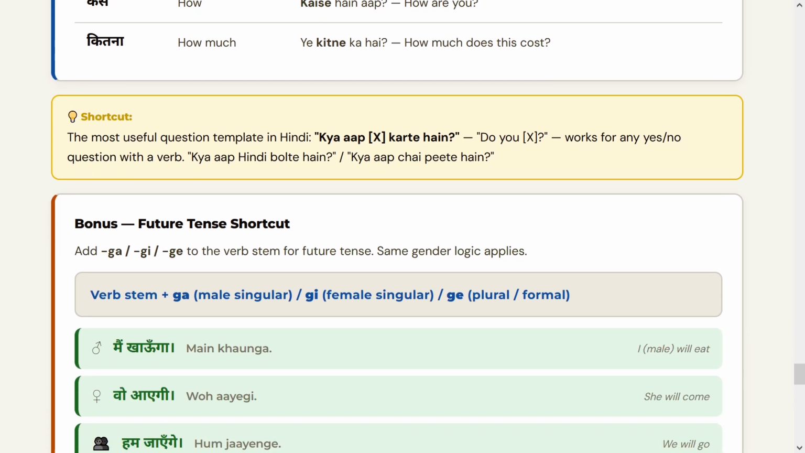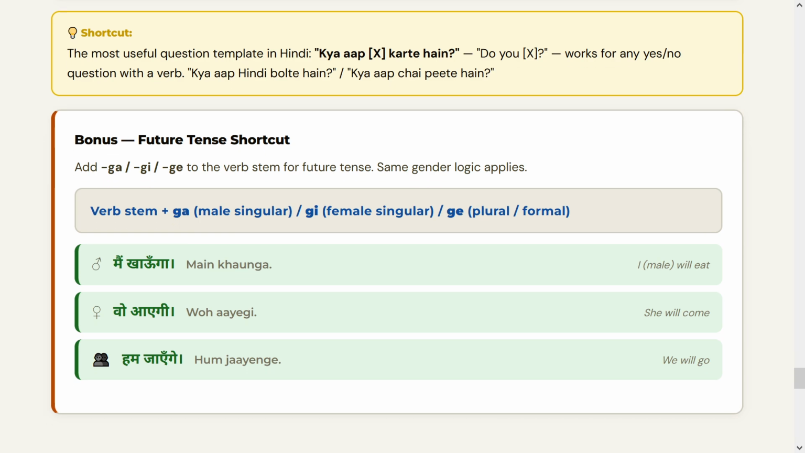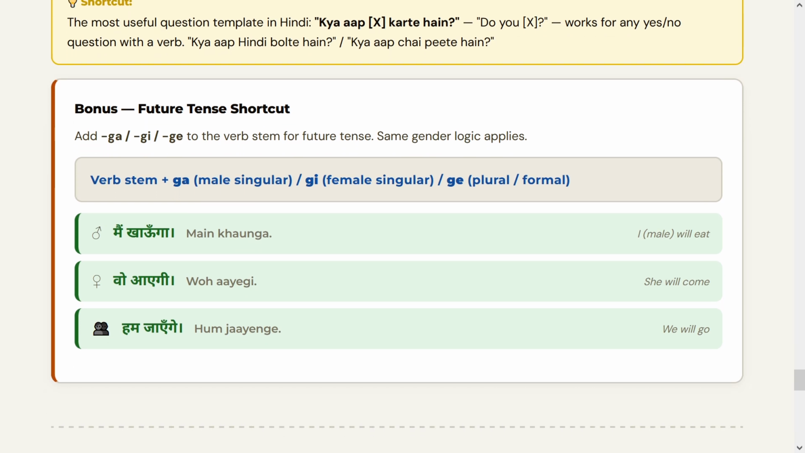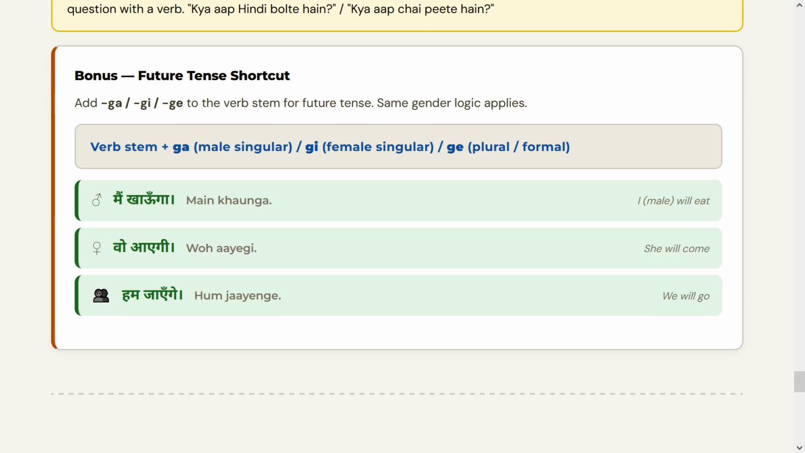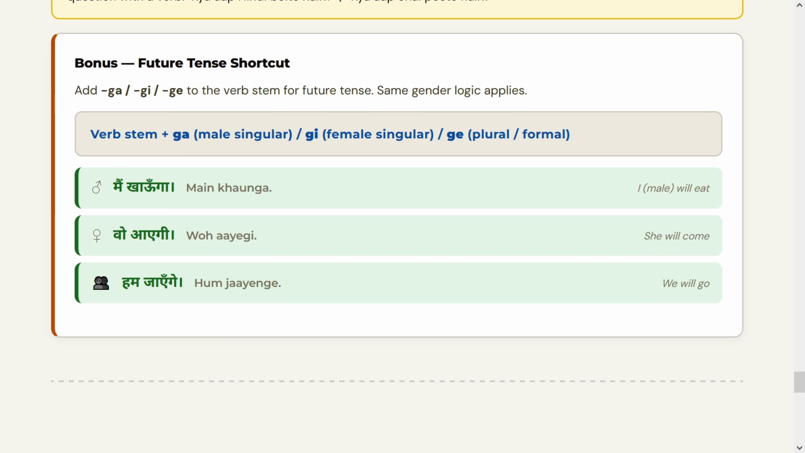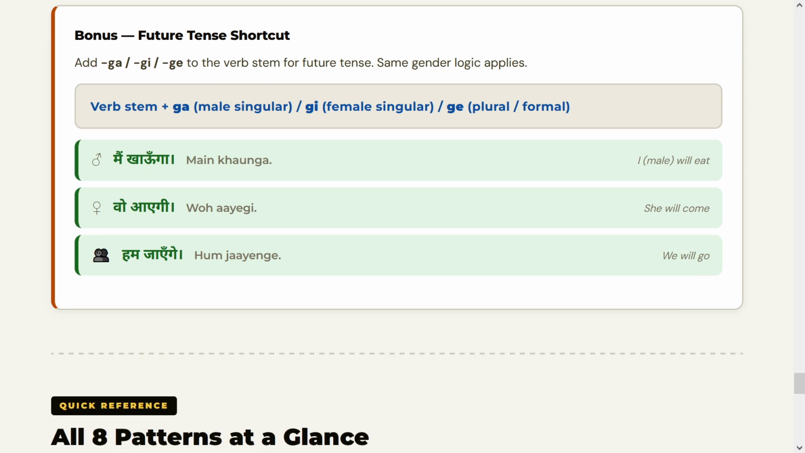Bonus, future tense in 15 seconds. Take the verb stem, add ga for male, gi for female, ge for plural. मैं खाऊंगा, I will eat, male speaker. वो आएगी, she will come, female. हम जाएंगे, we will go, plural. Same gender logic as every other rule in this video.